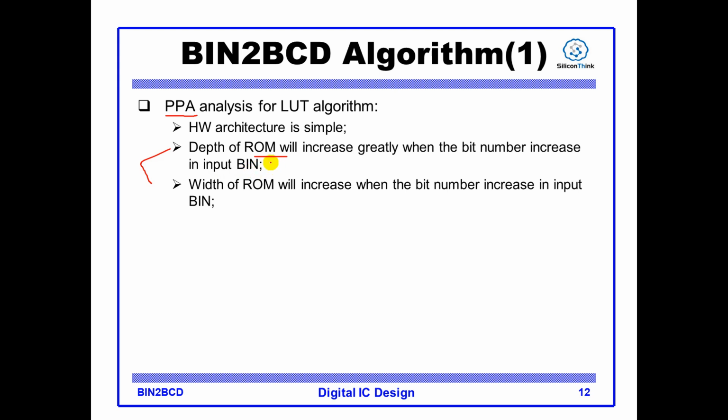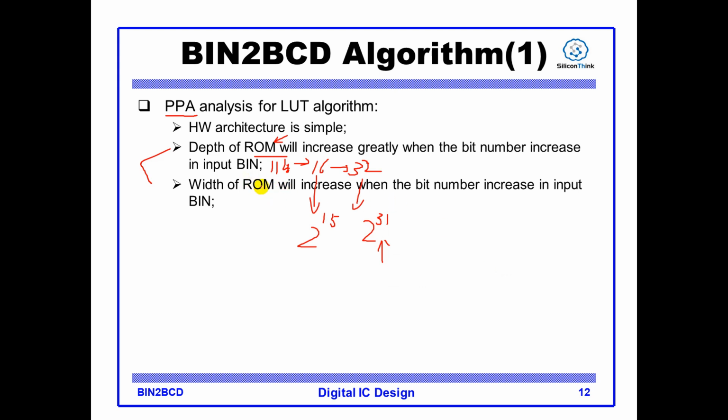For example, now we just have 11 bits of input. If it increased to 16 or 32 bits, can you calculate the depth of the ROM? Can you calculate? Yeah, for this, it may be in the depth of, yes, for this. So this is something too huge.